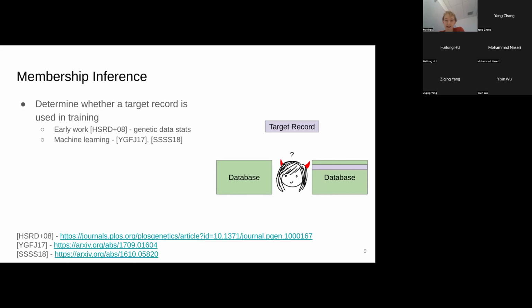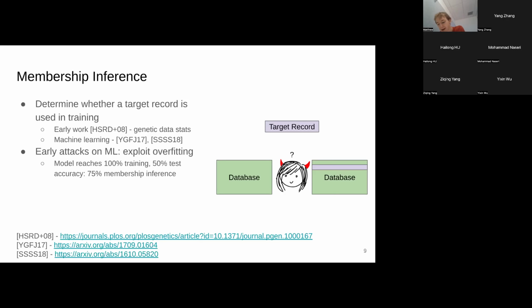The way these early attacks work is essentially they exploit overfitting on the models. One way you can be vulnerable to membership inference is if you train a model that has 100% training accuracy and 50% test accuracy. Now if I give you 1,000 points and 500 of them are in training and 500 in test, you can guess: is this point correctly classified by the model? I'm going to guess that it's in the training set. If it's incorrectly classified, I'll guess it's in the test set. And this test actually gives you 75% membership inference.